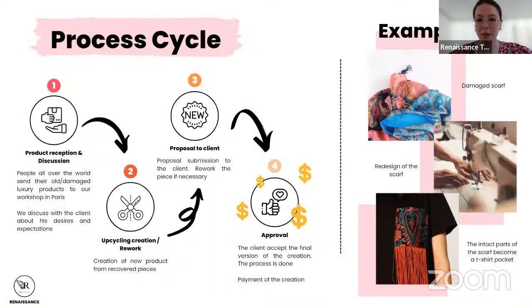Our process is very simple. The customer brings us his product to be transformed. We discuss his desire and his expectation. Then we work the piece in our workshops in Paris. We submit the proposal to the client. We can rework it if it's necessary, of course. And at the final step, the product is done. You can see on the right side an example of the transformation of an old scarf into a decorative pocket on a t-shirt.